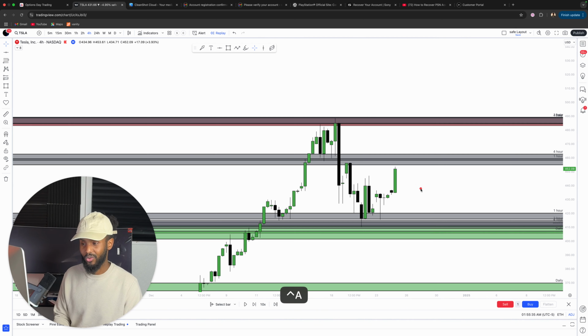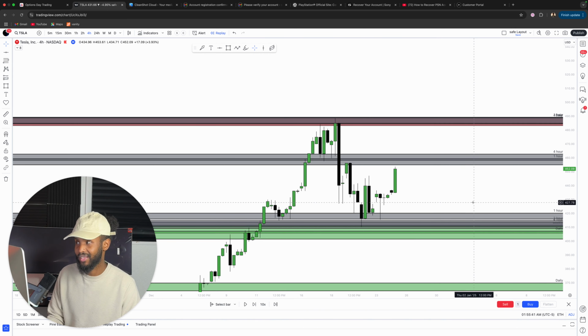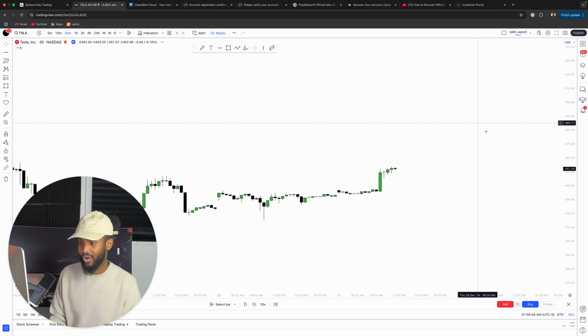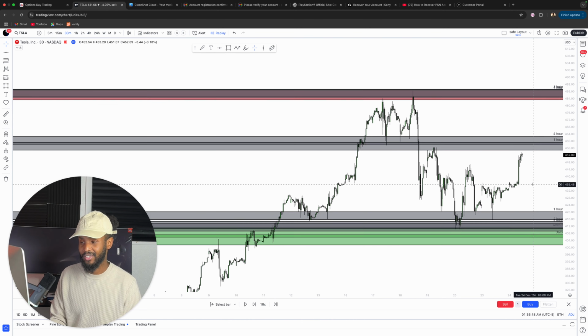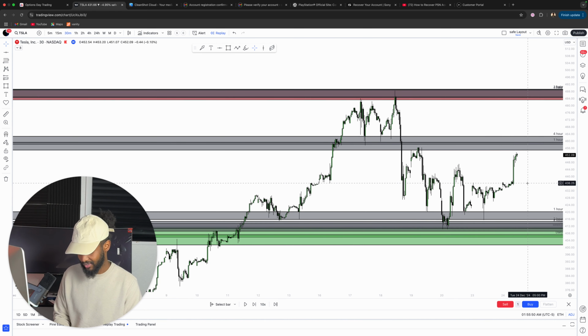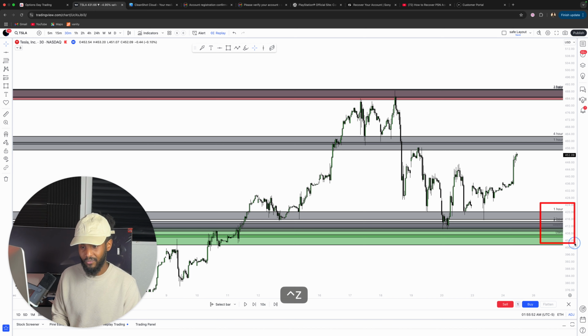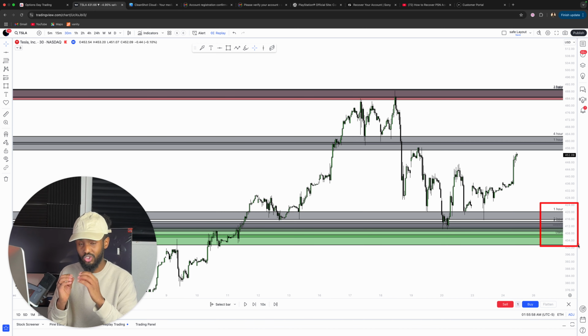And they said, hey, do you think it's a good time to start buying Tesla stock? And I was like, no, it's not a great time to be buying Tesla stock. And this is the reason why. If we look at clear market structure, we can see something very obvious when it comes to Tesla. This zone right here between $400 and $415 is the strongest demand level when it comes to Tesla.